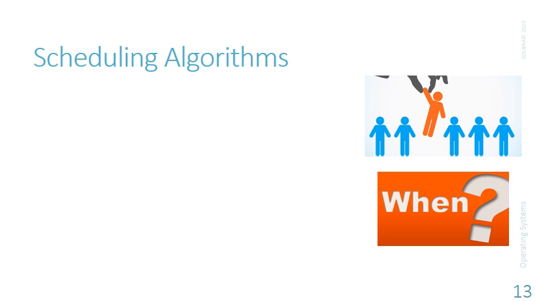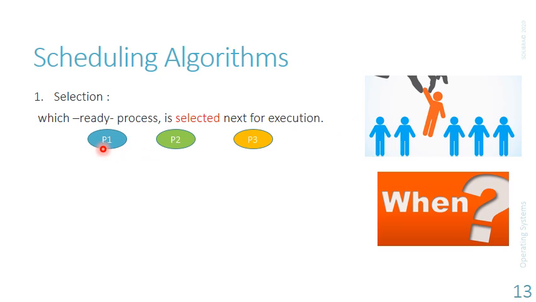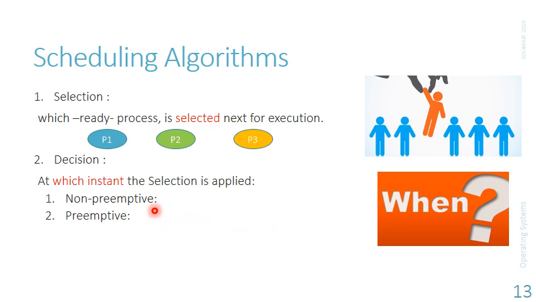Alright, so scheduling algorithms now, and this is what we use on the ready processes to know which one to select and when to select it. Imagine that we have 3 processes here. The question that the scheduler or dispatcher is going to ask itself is, which one will go next? Which one will be picked up first and which one will go next? And when should I go ahead and pick it up? So this is selection, and then we will have when, at which instant am I going to apply my selection.